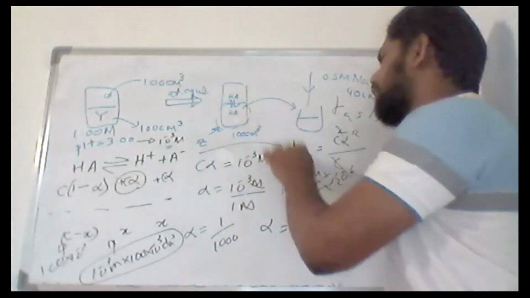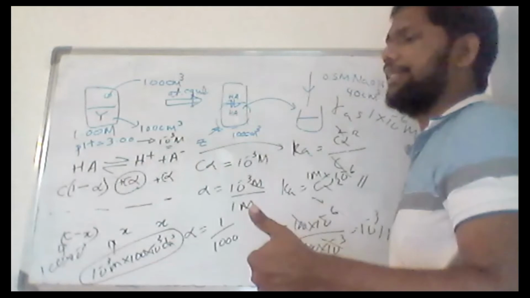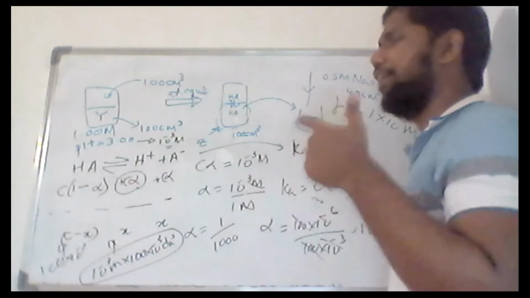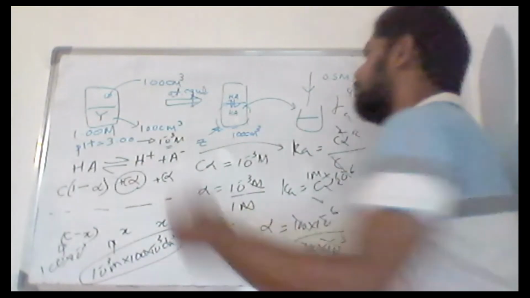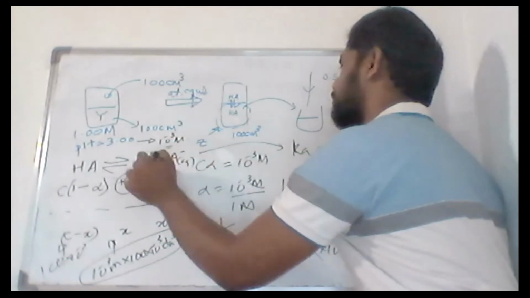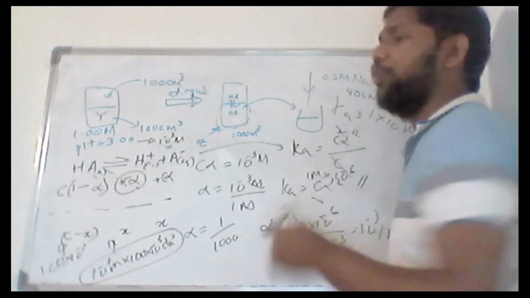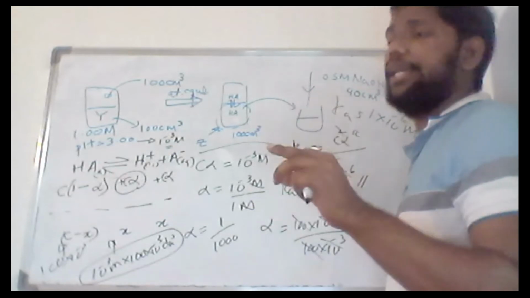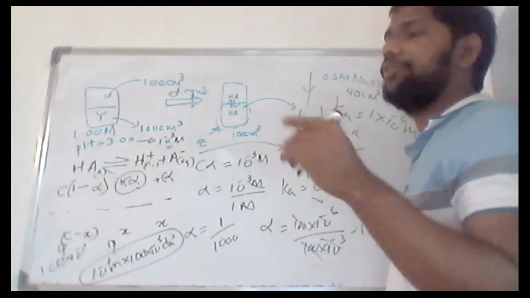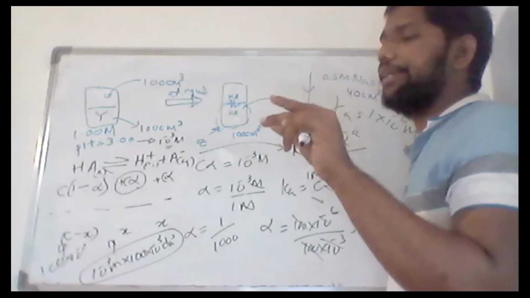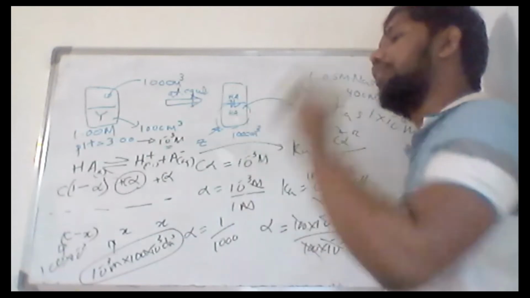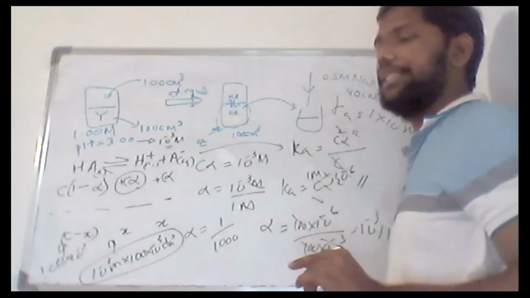So you can show Ka is equal to H plus concentration times A minus concentration divided by HA concentration. But please remember, you need to put all physical states. And here also, when you are plugging into the equation, HA in the bottom, so you need to put H plus concentration equals, A minus equals concentration, HA equals.